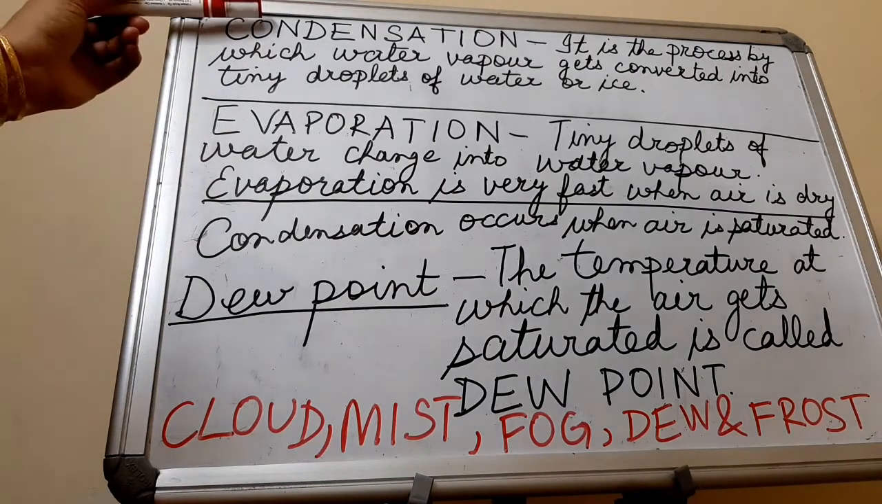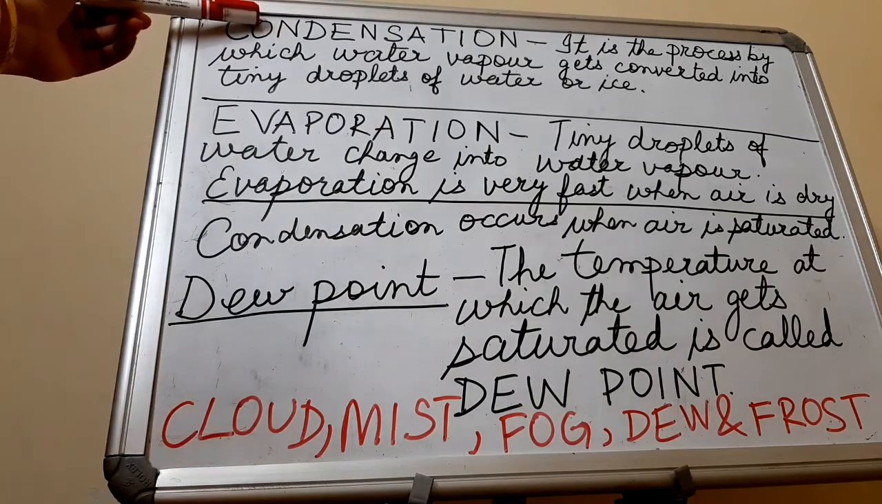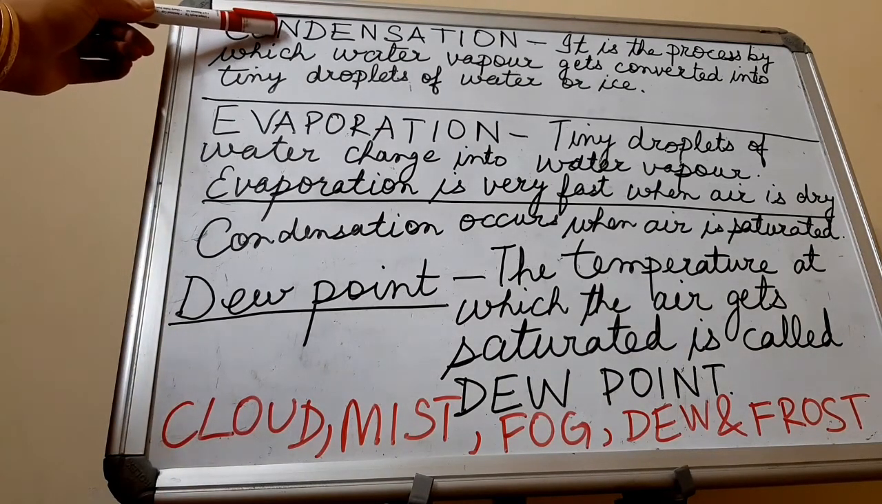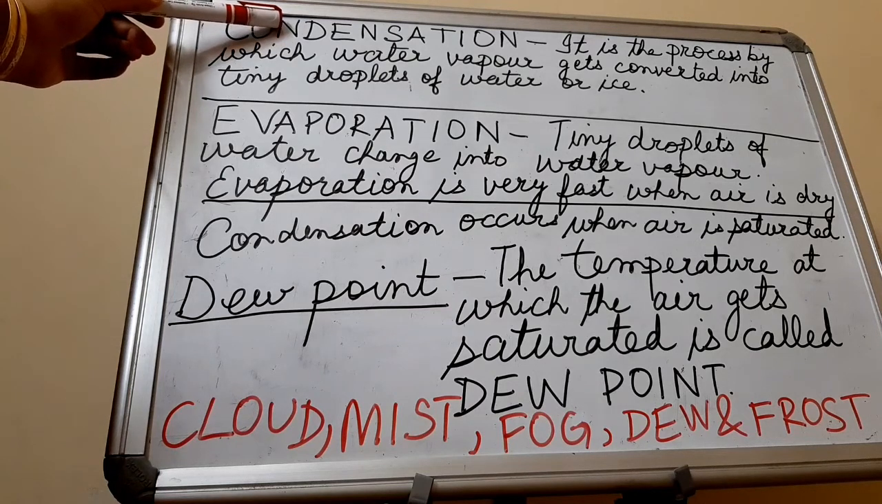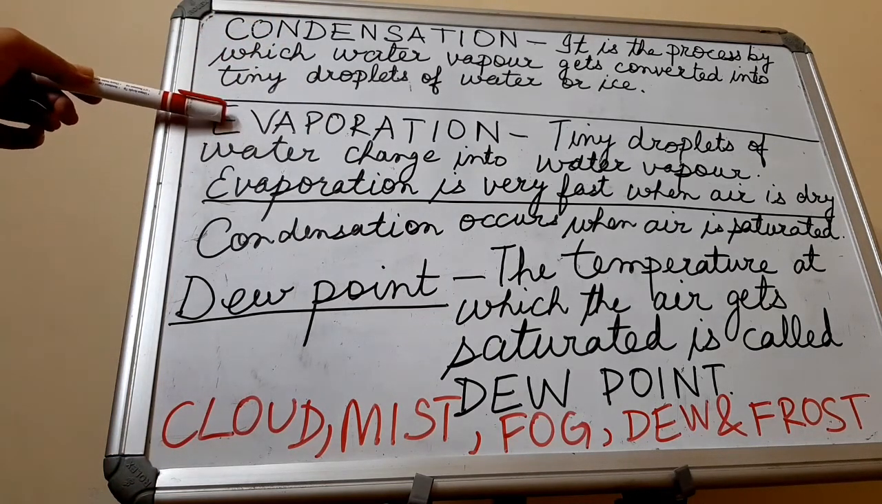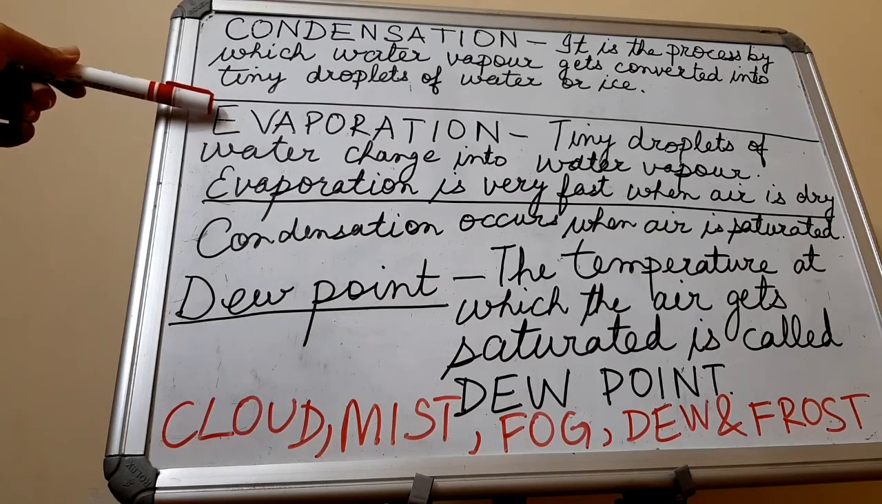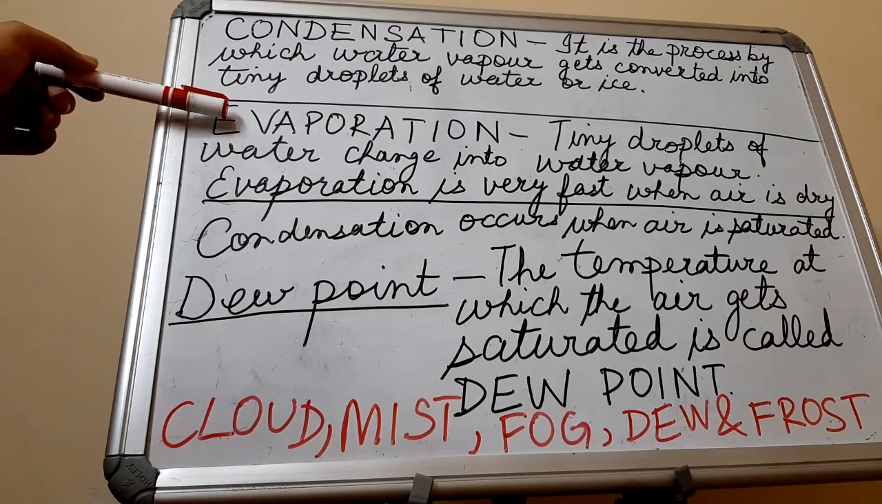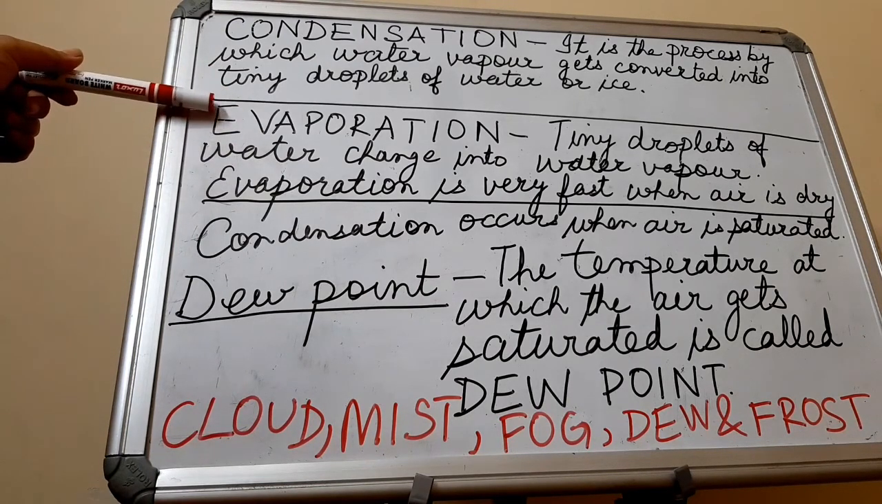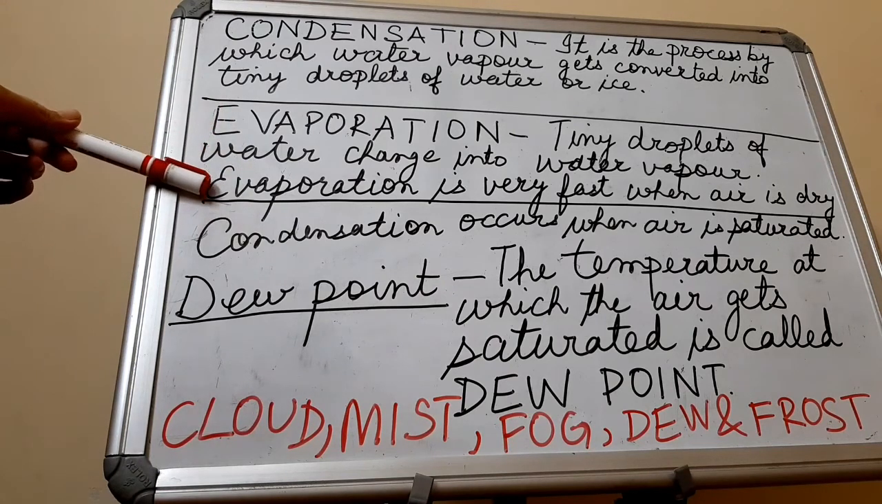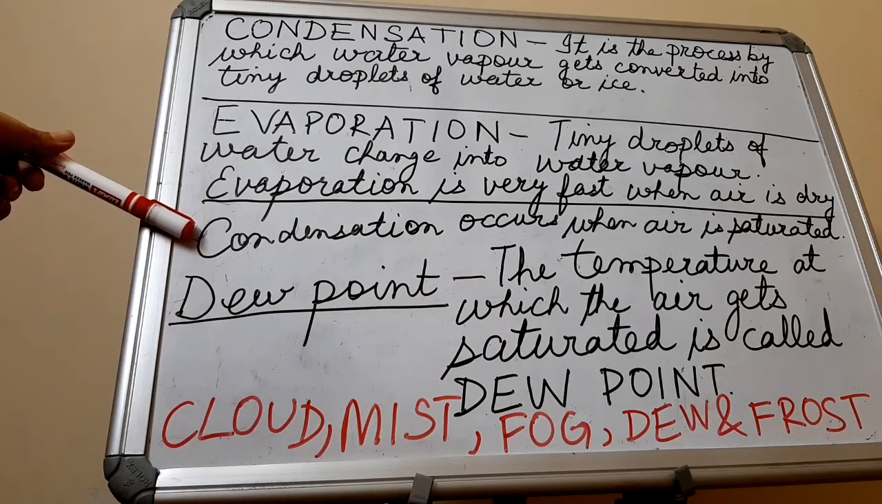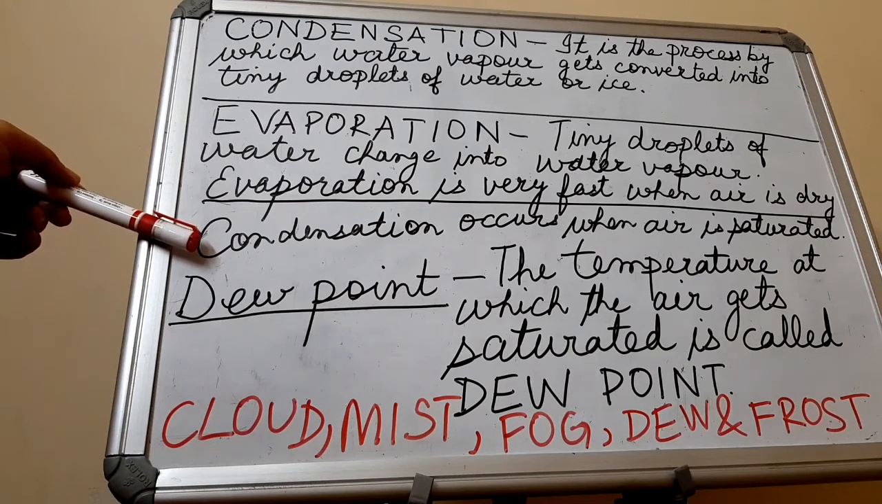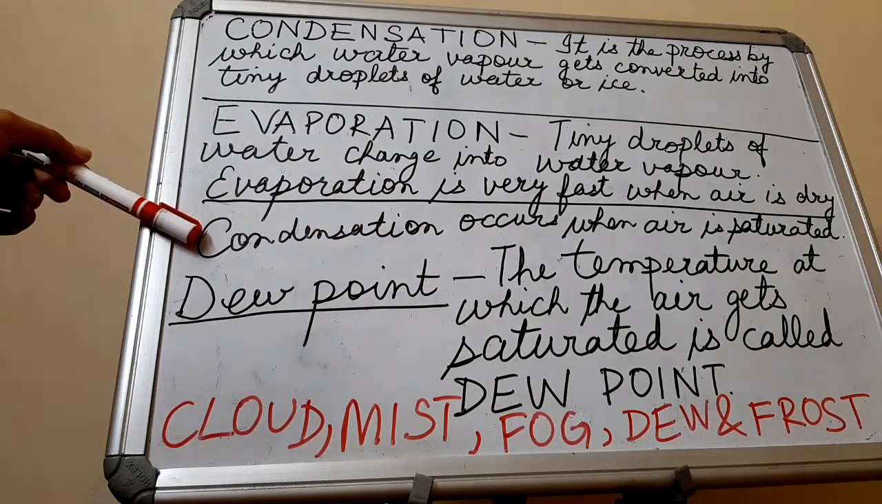Our next topic is condensation. Now, it is the process by which water vapor gets converted into tiny droplets of water or ice. And the opposite of condensation is evaporation. What is evaporation? Tiny droplets of water, when they change into water vapor, that is called evaporation. Now, evaporation is very fast when the air is dry, but condensation occurs when air is completely saturated. So these can be considered as two points of difference between evaporation and condensation.